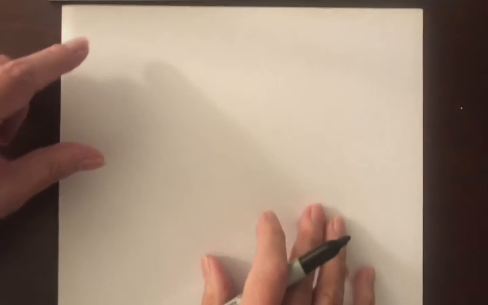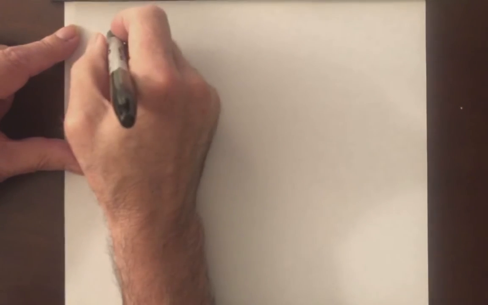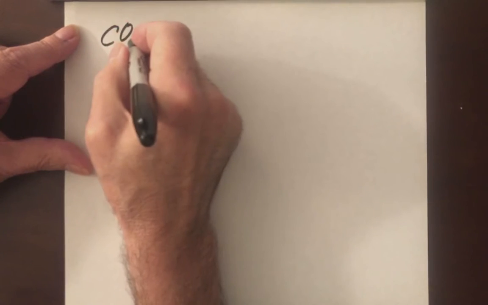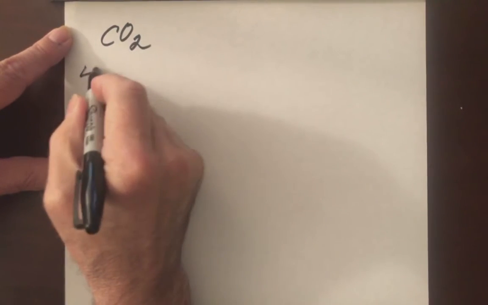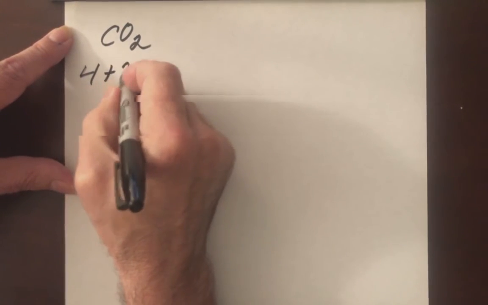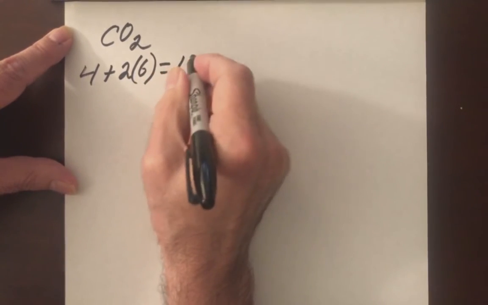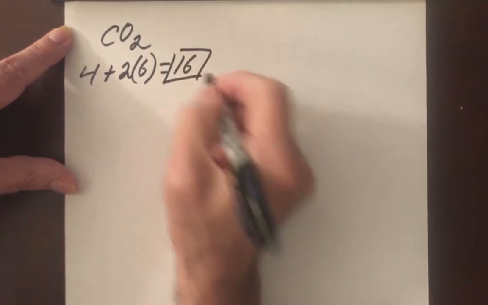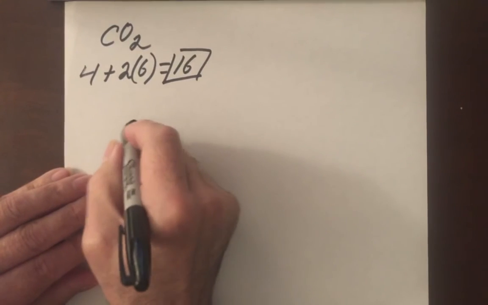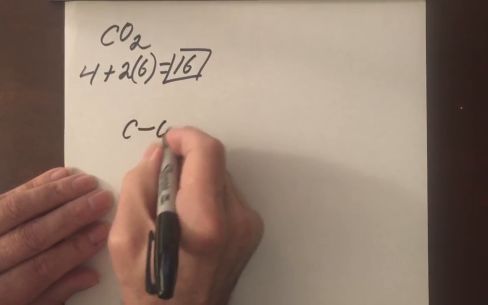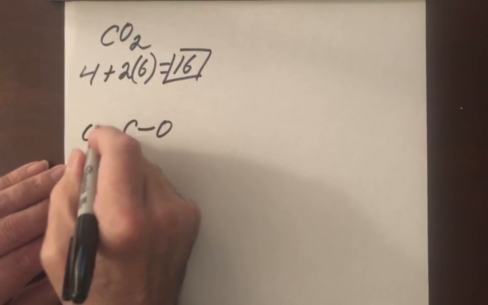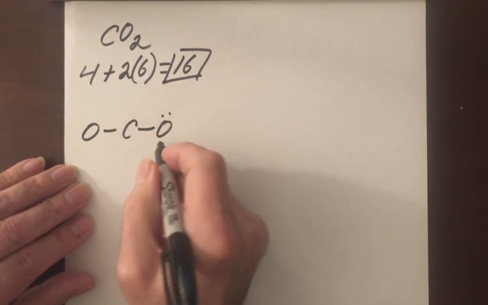Okay, now let's look at carbon dioxide. So 4 valence electrons for the carbon, 2 oxygens, each have 6, and that gives me 16 electrons to build my molecule. Connecting the oxygens to carbon, and then completing the oxygens' octet.